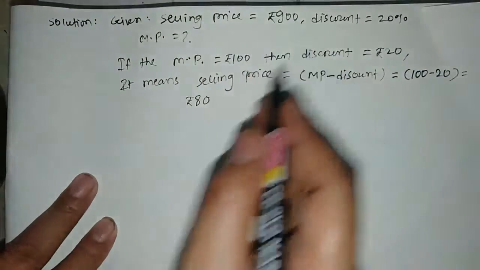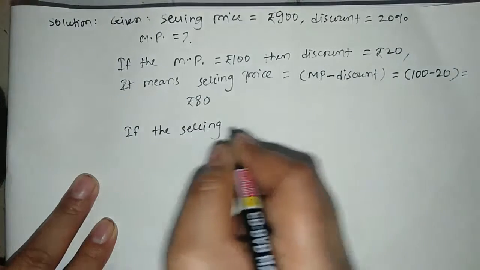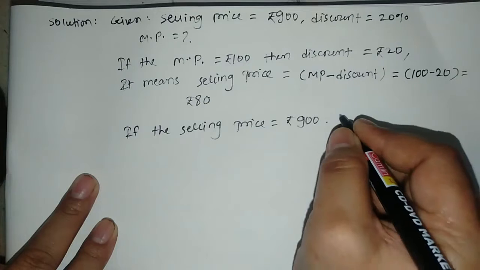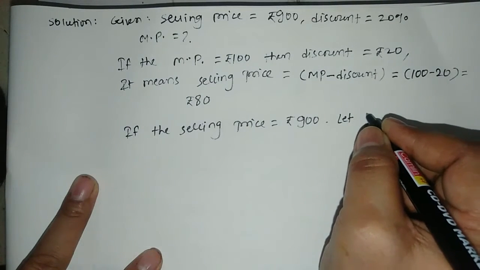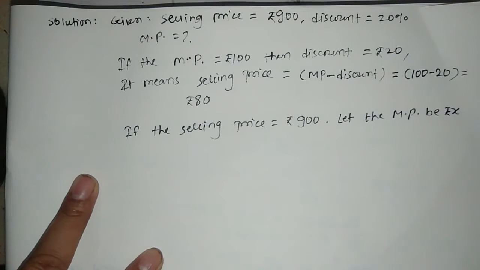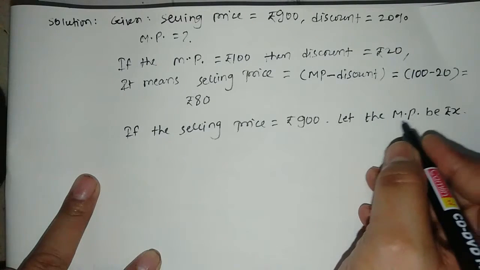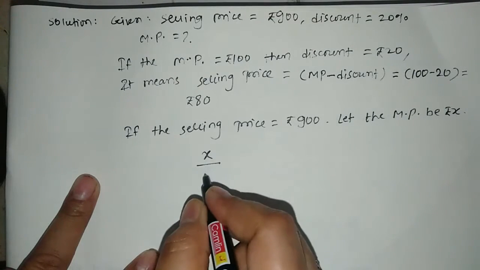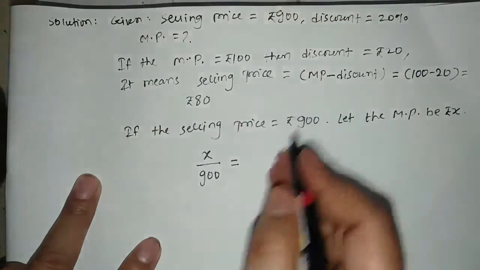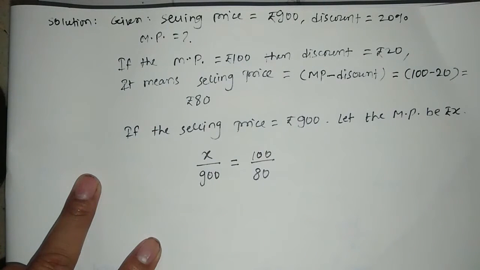So what is given here? Selling price is given. So if the selling price is equal to 900 rupees, then let the mark price be X rupees. Correct? So obtain the ratio here. When the mark price is X rupees, then selling price is 900 rupees is equal to, when the mark price is 100 rupees, then selling price is 80 rupees. Now solve it.